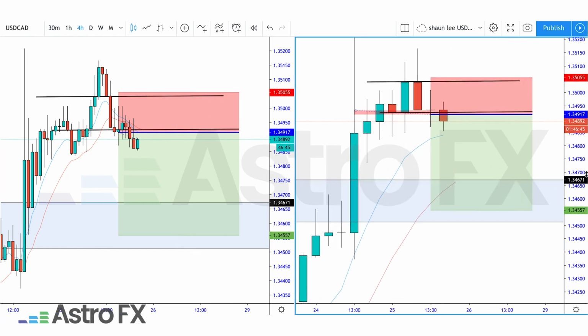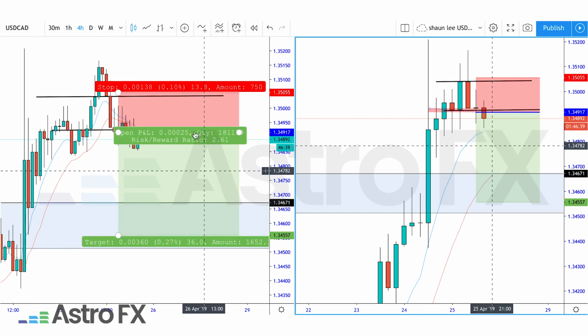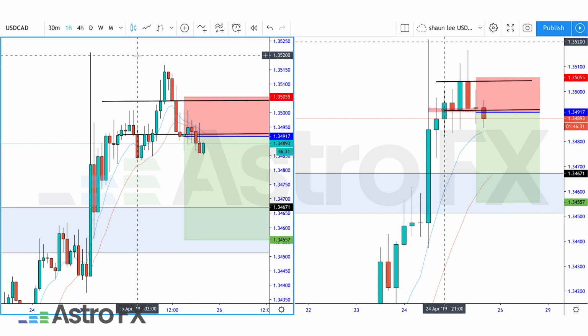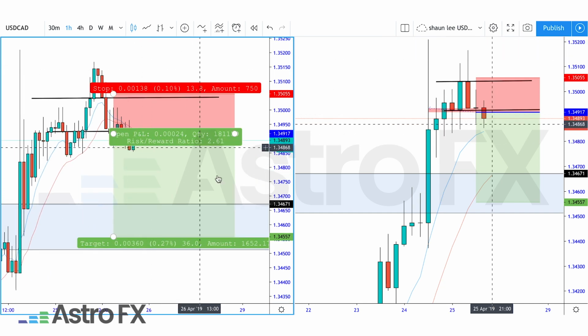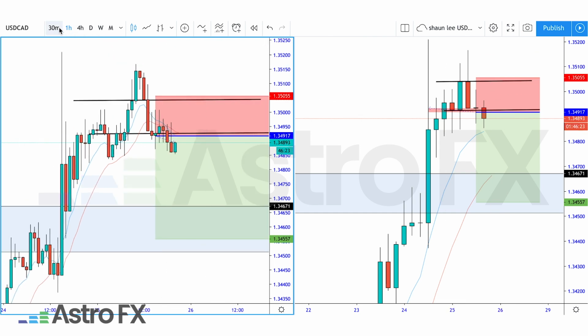If USDCAD does melt into tomorrow and close back below the region and the 4-hourly ray right here, that may suggest a weekly closure. So let's wait and see if this can roll over. Again, I'm only risking 13 to 15 pips, go for 36. Nice little intraday move there.